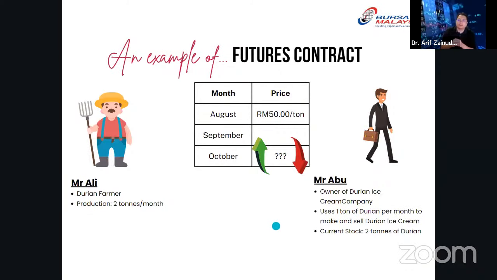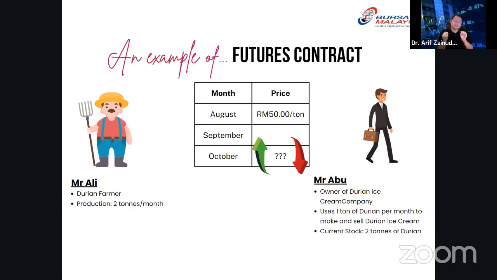Whether durian is going to have a lot of demand or lose demand in October is going to affect the price compared to August. Let's say the price of 1 ton of durian in August is 50 ringgit. In October, it can be 100 ringgit, it can be 25 ringgit, it can probably jump all the way to 200 ringgit. Nobody knows. Let's take a situation where nobody wants to buy durian in October. We lose demand. What happens to the price? The price drops. Correct?